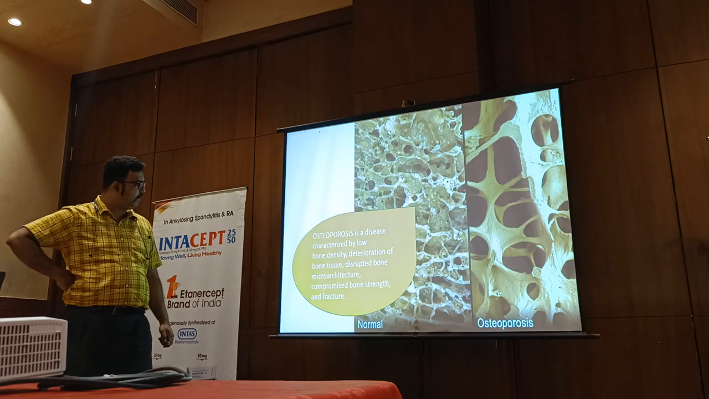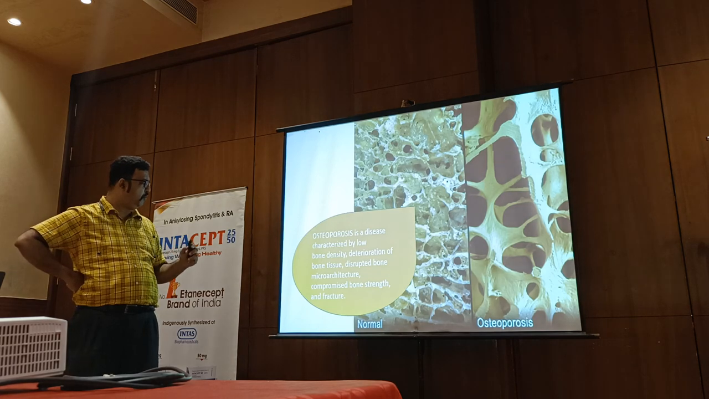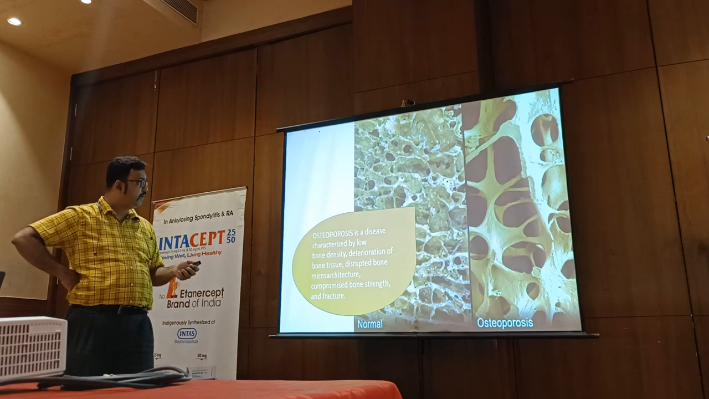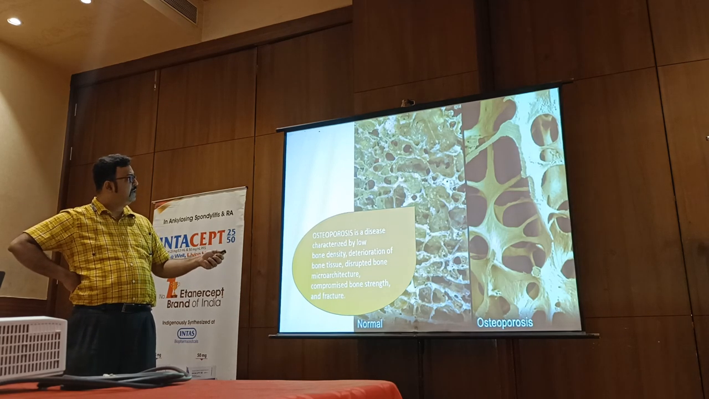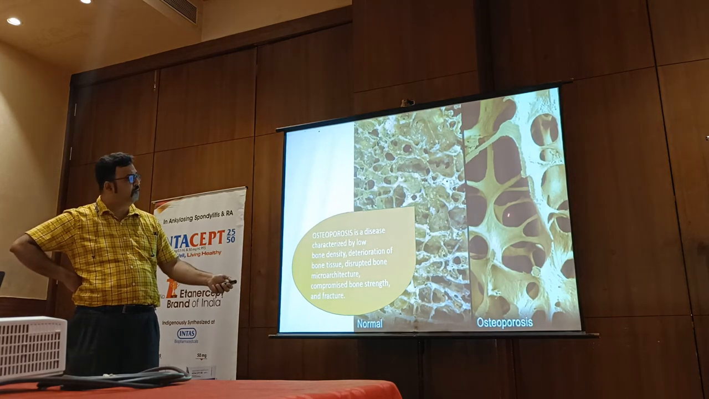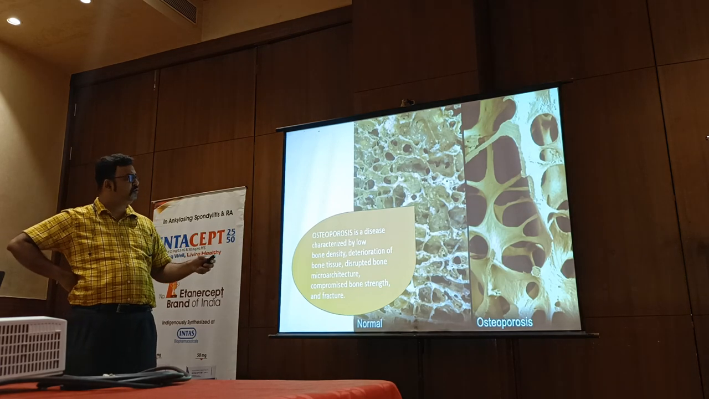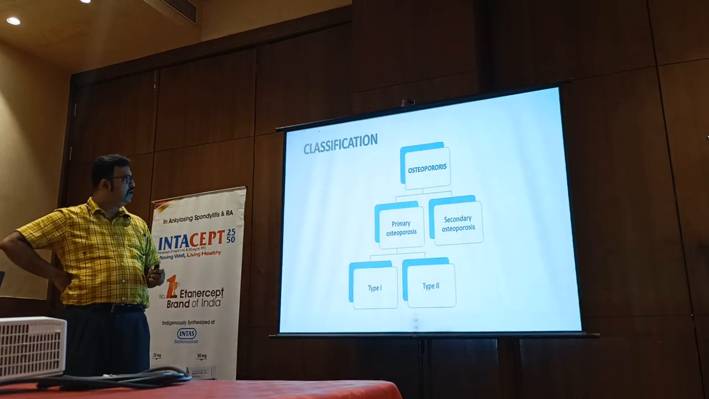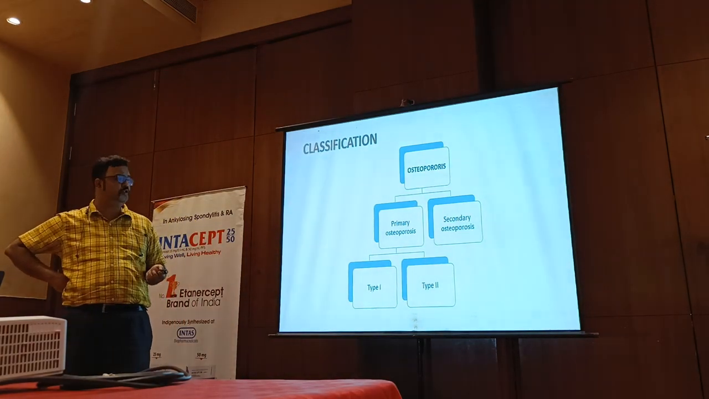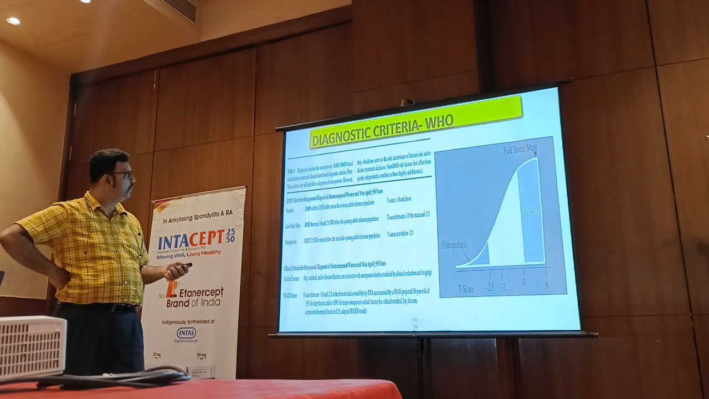Osteoporosis is a disease which is characterized by low bone density, deterioration of the bone tissue, disrupted bone microarchitecture, compromised bone strength and fracture. So here you can see the bone tissues have deteriorated and bone density is almost lost, and with time it is going worse and worse. Osteoporosis is mostly of two types, primary osteoporosis and secondary osteoporosis. And regarding primary osteoporosis, it's type 1 and type 2.